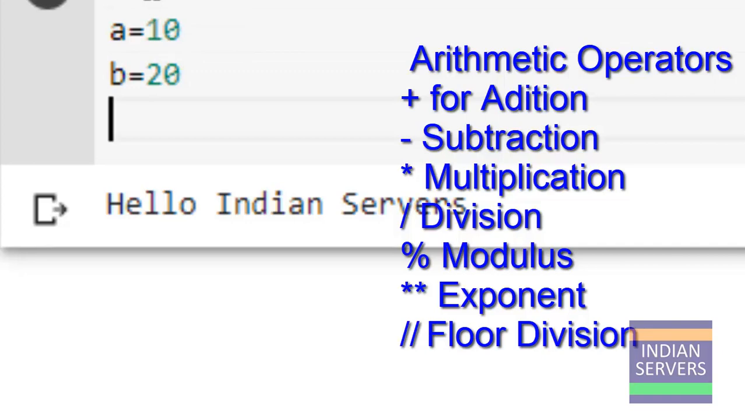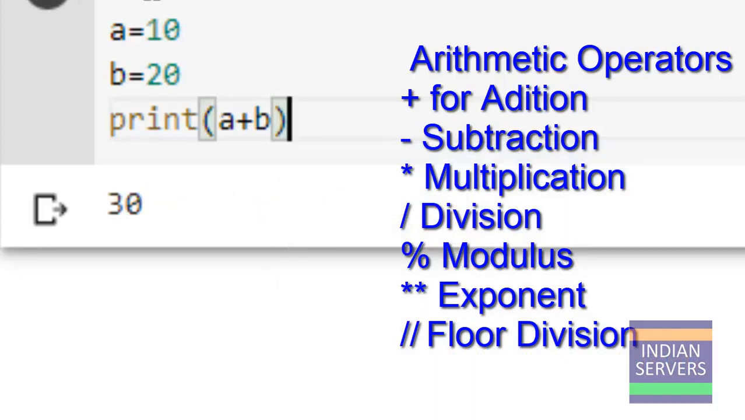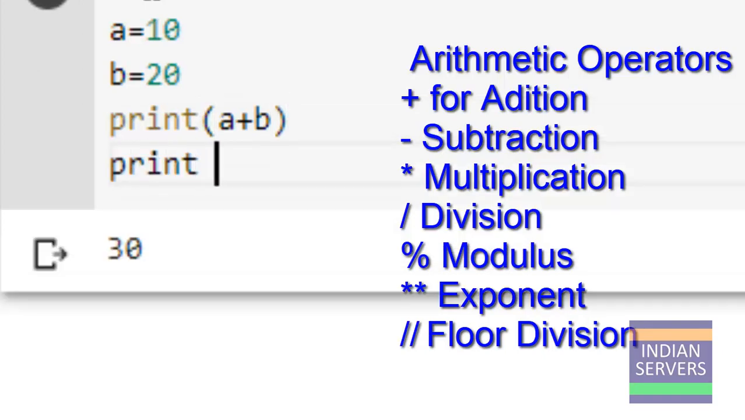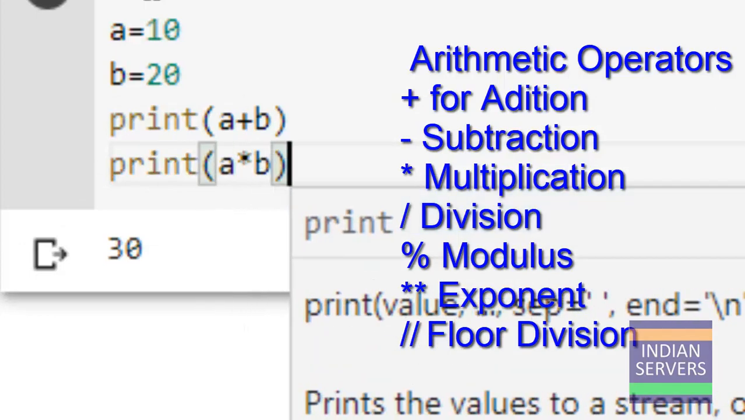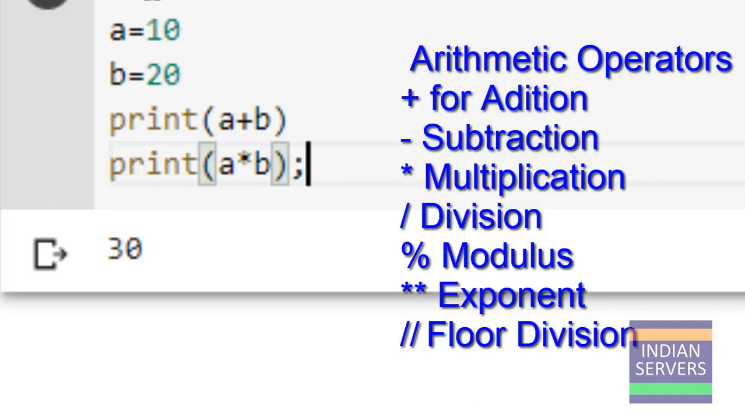Arithmetic calculations. So print of a plus b. I hope you guessed the output. Yes, the output is what you guessed. So print a star b. Here you should not use a semicolon.